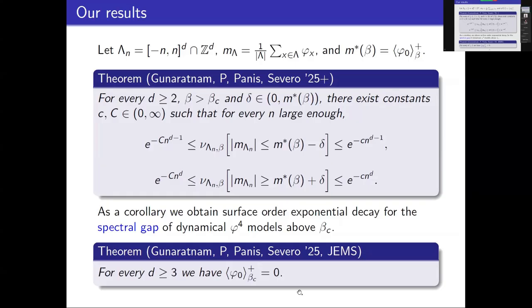Then the second one, it's about the critical phase. It's a bit older one. It was published recently, and it says that at criticality in dimensions 3 and above, you have a continuous phase transition. So the magnetisation at criticality is equal to 0. So indeed, even though you cannot calculate the value of beta c, you can say something about what happens at beta c.